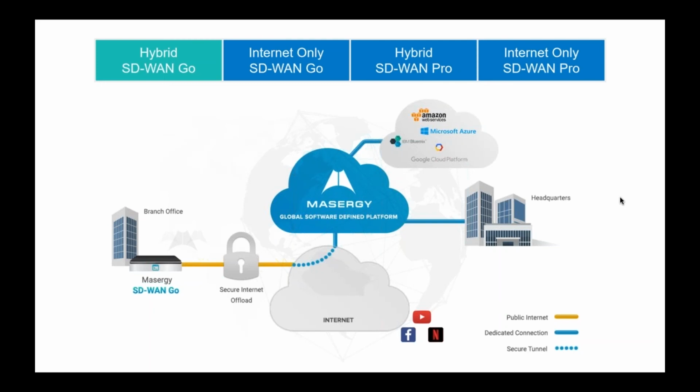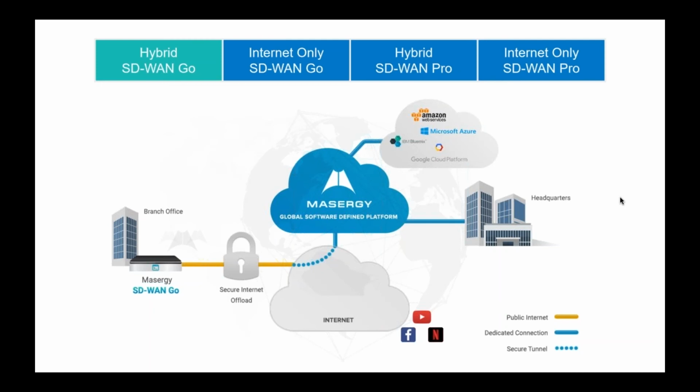The next few slides show a little bit of how the two networks are connected. There are two types for both Go and Pro: you can do a hybrid network or an internet-only network. With SD-WAN Go, what you're seeing here is a hybrid SD-WAN Go network where a site would have two circuits, one being a Masergy private circuit connecting to the core Masergy network, and the other circuit being an internet circuit.